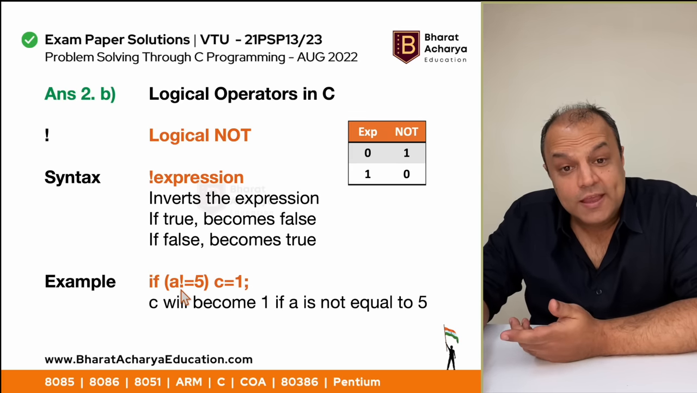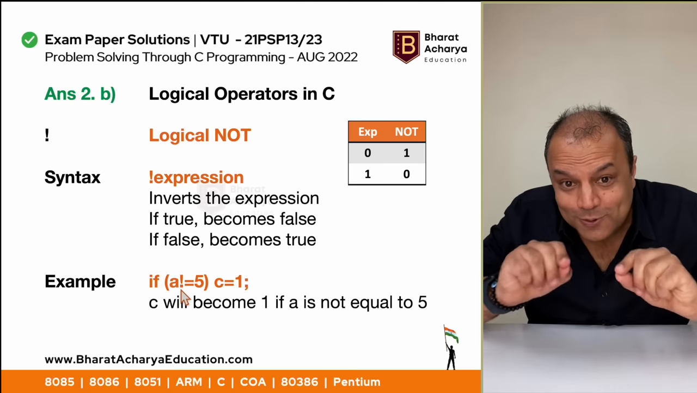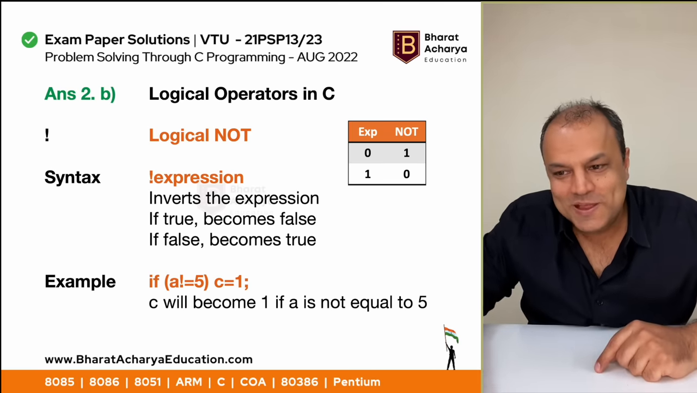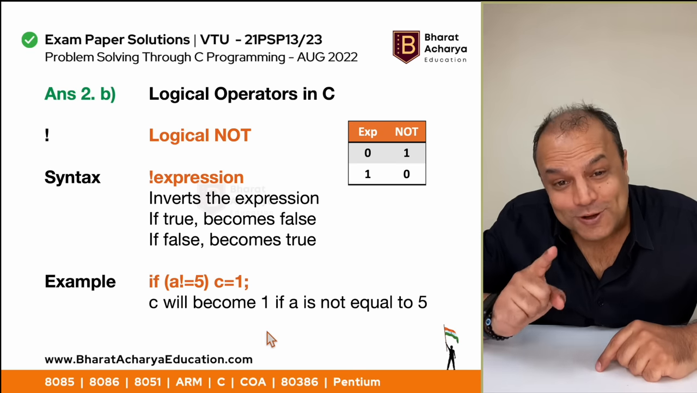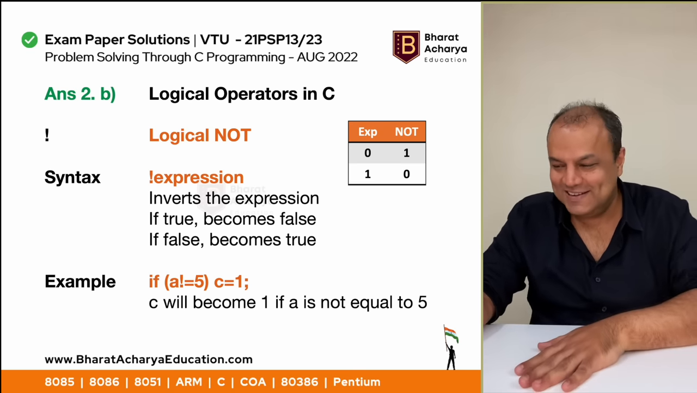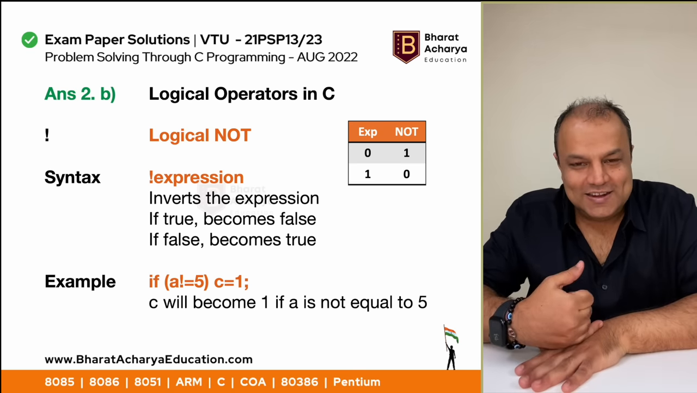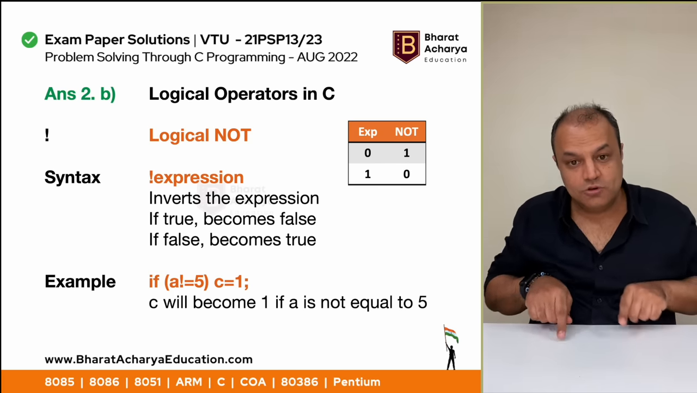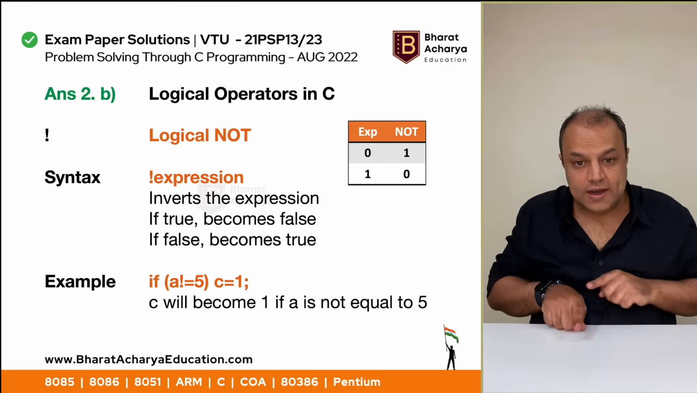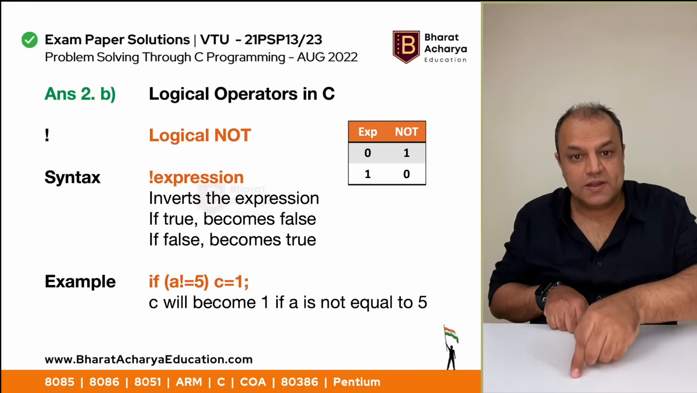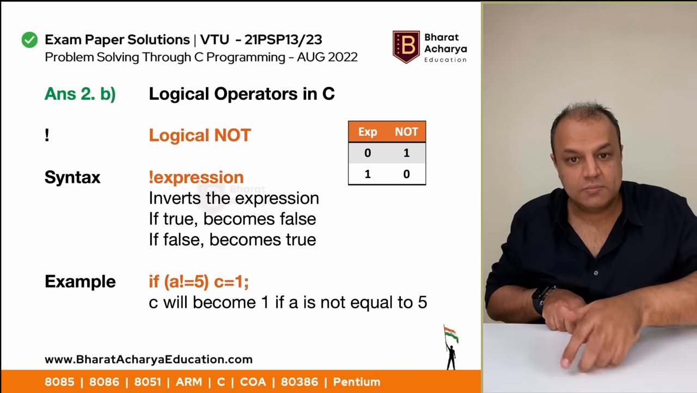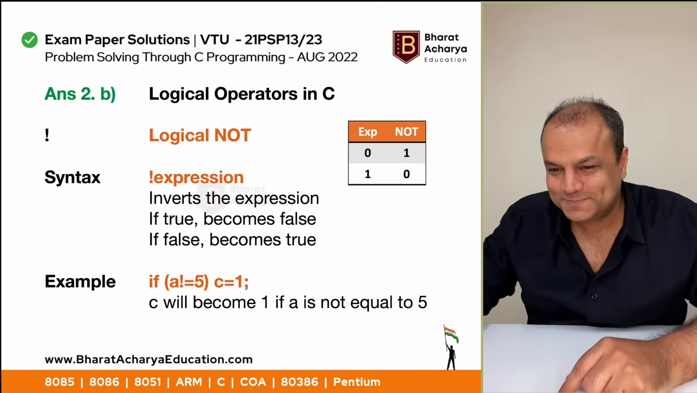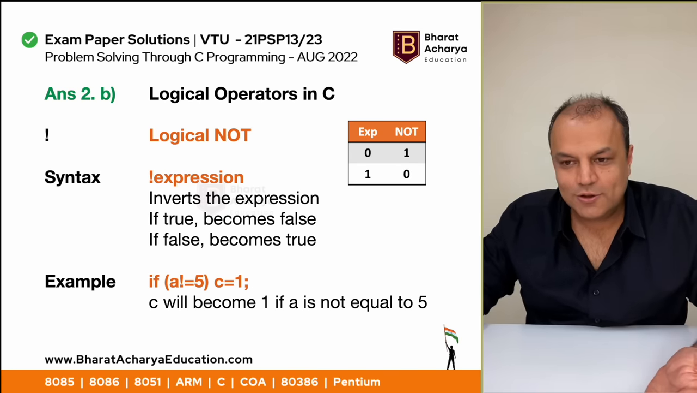If A is, I didn't say equal to 5. I said if A is not equal to 5, then C will be 1. So C will be 1 when A is not equal to 5. Please tell me, did you understand this? So AND gate has two inputs and gives you one output. OR gate has two inputs and gives you one output. NOT gate has just one input, it just inverts the input and gives you the output. That means a 1 becomes a 0, a true becomes a false, a false becomes a true. Are you clear? That's it. Those are the logic operations.